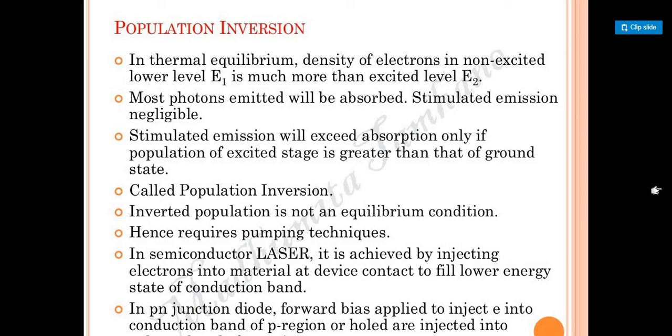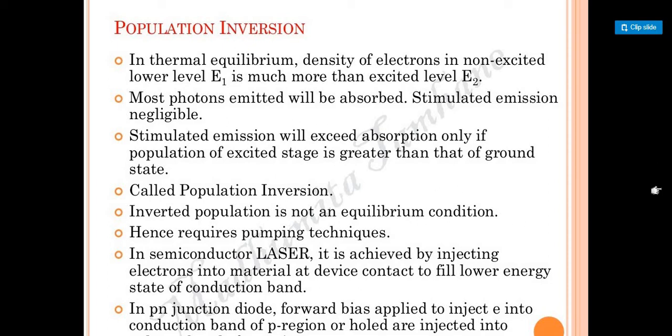Next, the stimulated emission will exceed absorption only if the population of the excited state is greater than that of the ground state. If the excited state population is increasing relative to the ground state, then we call it population inversion. Population inversion means the number of photons at the excited state should be much more than at the ground state. If we get that, then we can say it is a population inversion.